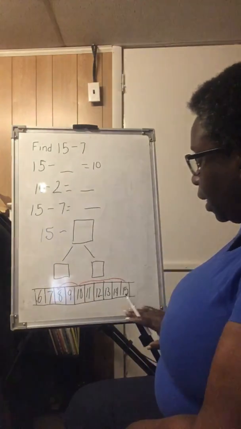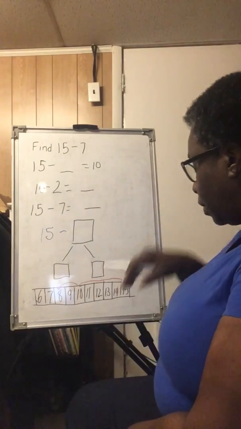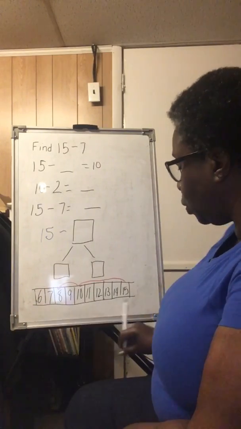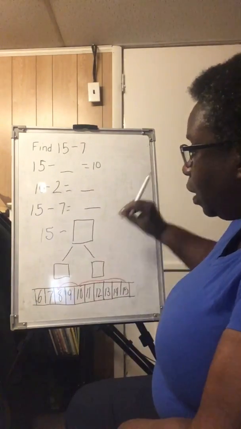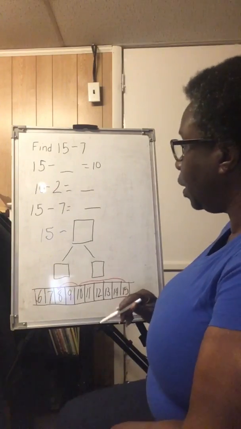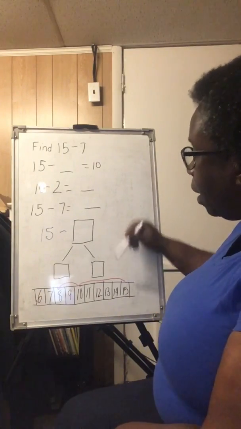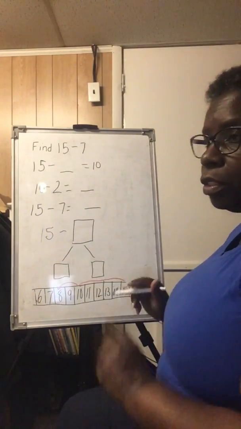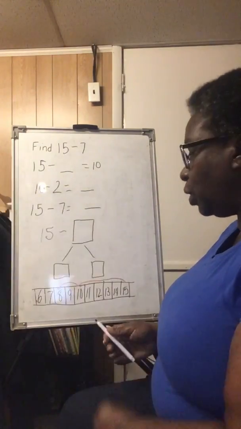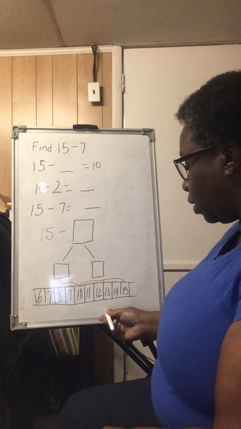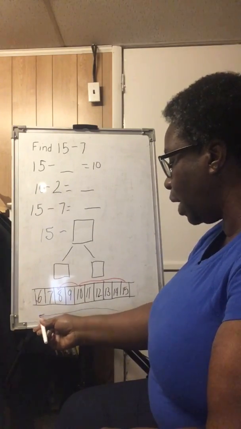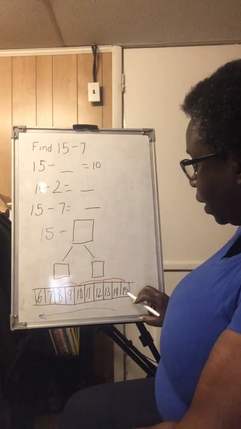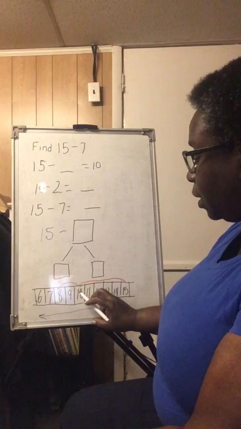So down here, they give us a number train. And they only give us the numbers 6 through 15 because that's what we're working with. So you have 15, but they want us to find out 15 minus what gives us 10. When you subtract, you go backwards on your number line. You go to the left, down the number line. You count backwards.